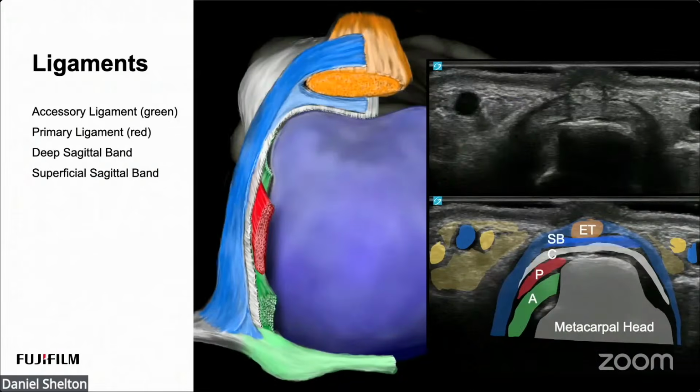Here it is in cross section at the distal part of the MCP joint. This is the distal metacarpal head here. We've got the extensor tendon. We've got illustration of the sagittal band here, superficial sagittal band, deep sagittal band, and their fibers that come out between the interdigital spaces. Below that, we have a joint capsule. Below that, we have a primary collateral ligament and then an accessory collateral ligament that contributes to this network of the palmar plate.